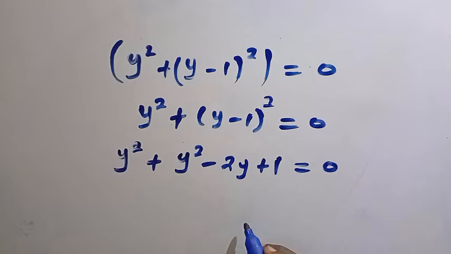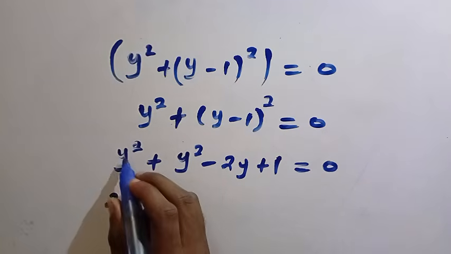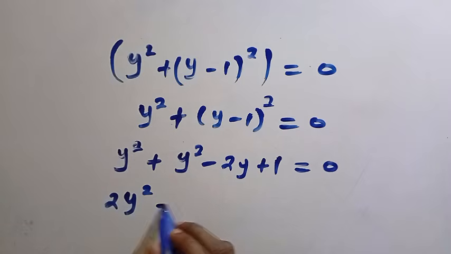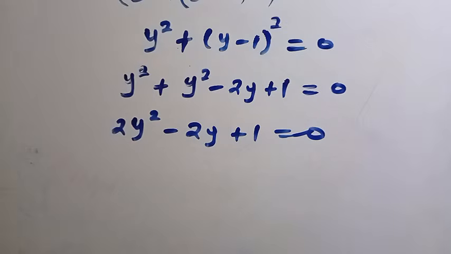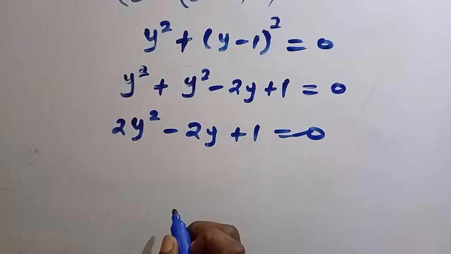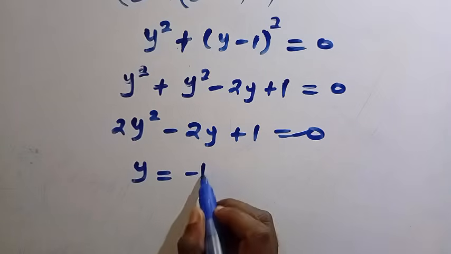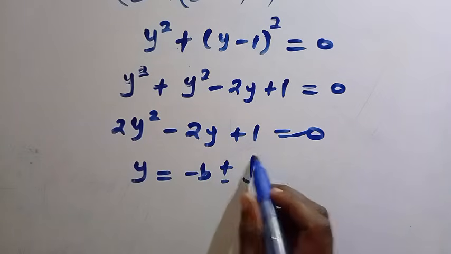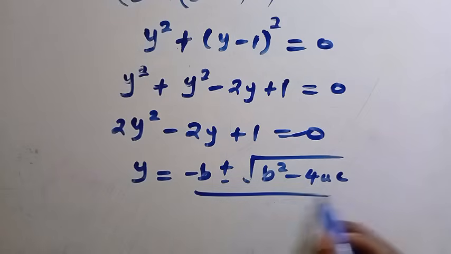Then everything equals 0. With this, we have 2y squared plus y squared, it gives us 2y squared, minus 2y plus 1 equals 0. This is a beautiful quadratic equation. We have to solve this using the quadratic formula. Here we have y equals minus b plus or minus the square root of b squared minus 4ac, divided by 2a. This is what we are going to have.